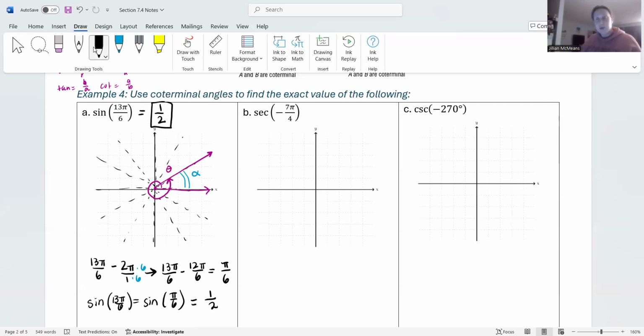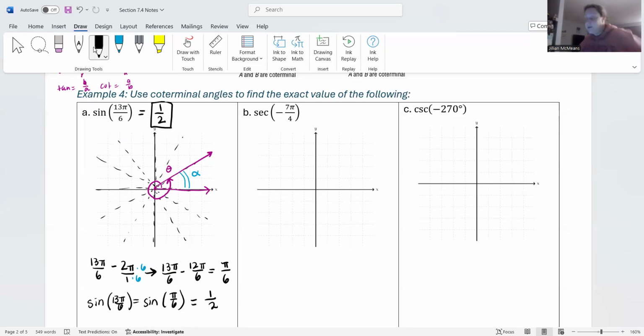So that's kind of this really cool thing. Sometimes if we have an angle that's kind of wacky, if we can find a coterminal angle that we're more familiar with or that's easier to work with, we know that coterminal angles are going to be the same for all the trig functions. So we can use that to our advantage. Okay, now let's do the same thing for this next example.